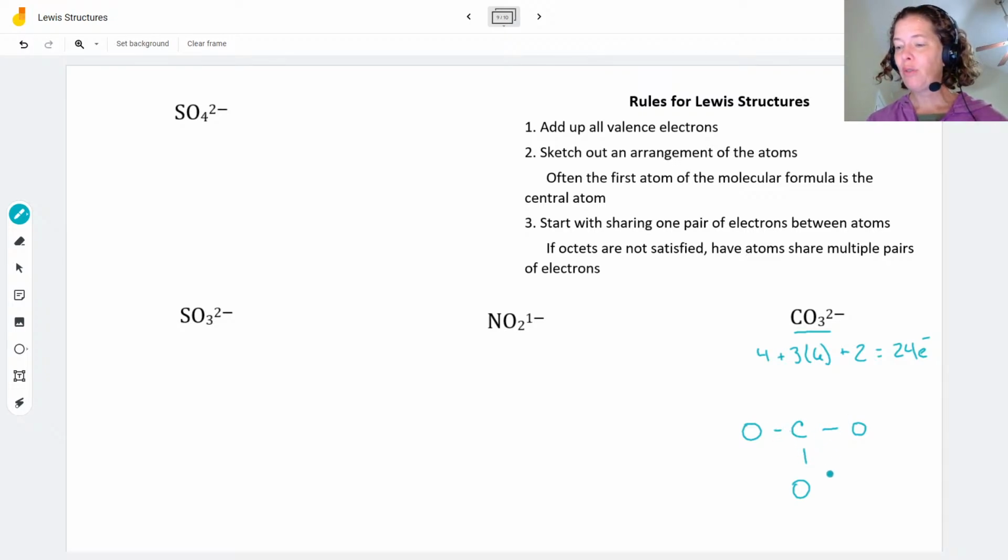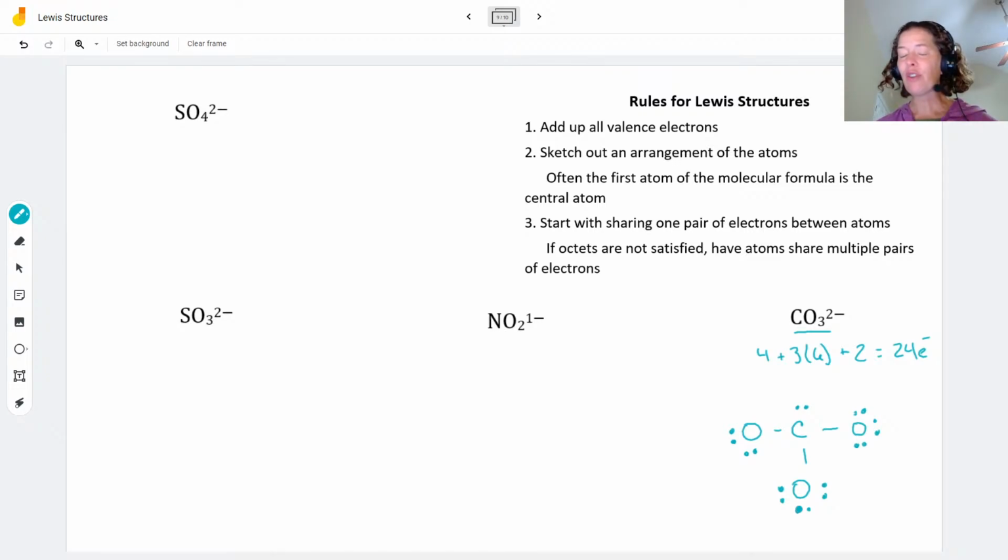Bam. 2, 4, 6, 8, 10, 12, 14, 16, 18, 20, 22, 24. I'm out of electrons. Okay, let's check octets. Carbon has 8. That's great. Oxygen on the right has 8, the lower oxygen has 8, and our one on the left only has 6. I need to make them share more electrons.